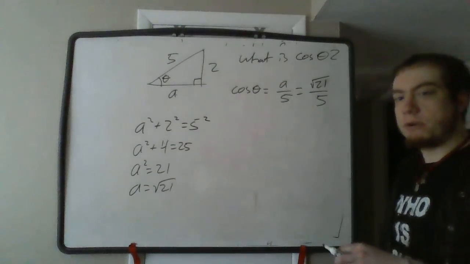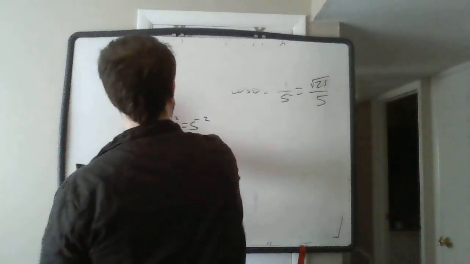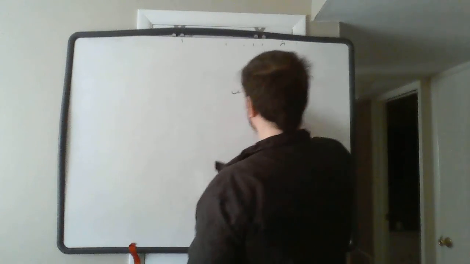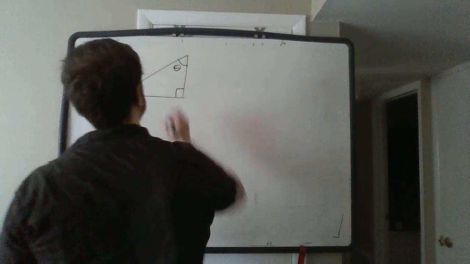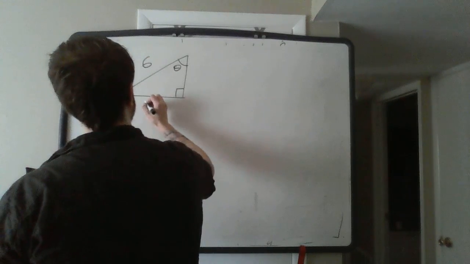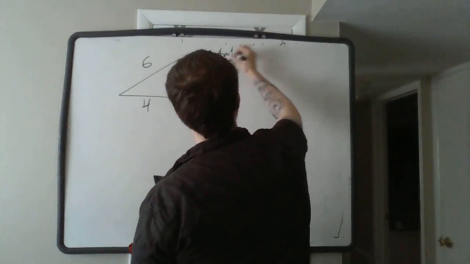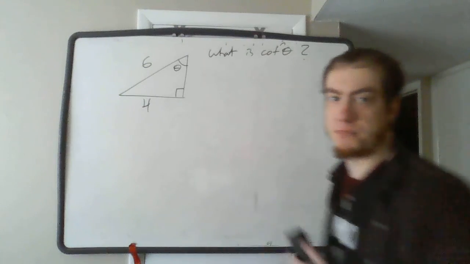We can do this with literally any of our trig functions, in fact. So maybe what I give you is this. I tell you, okay, here is your triangle. Here's your angle theta. And maybe I give you that this side has a length of 6 and this side has a length of 4. And I ask you, what is cotangent of theta?